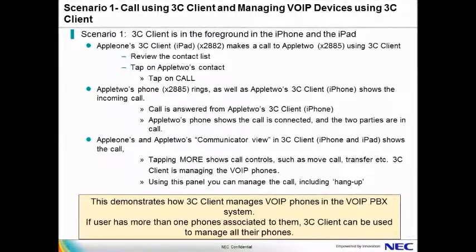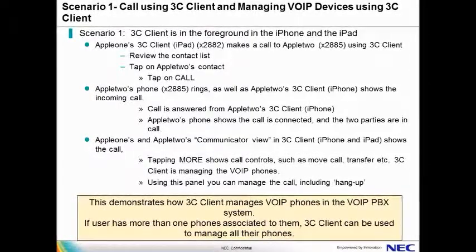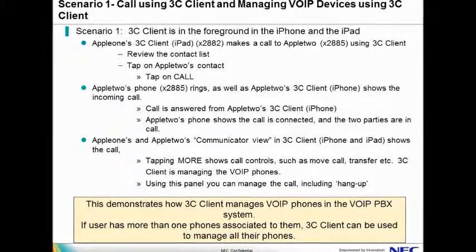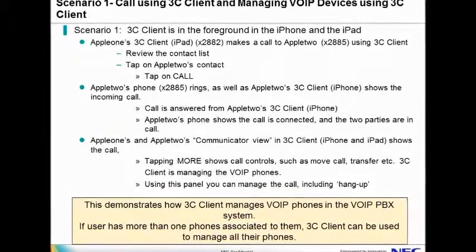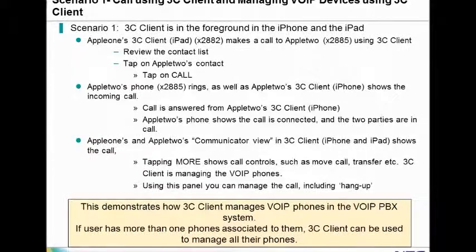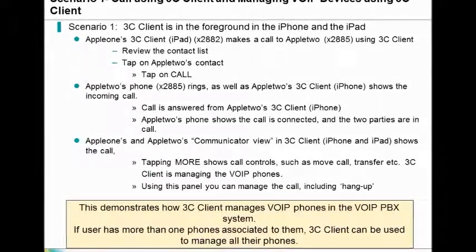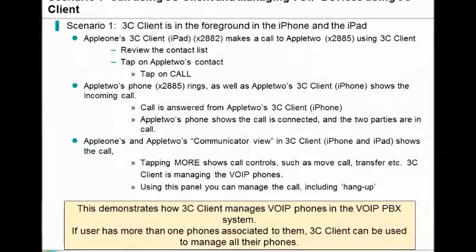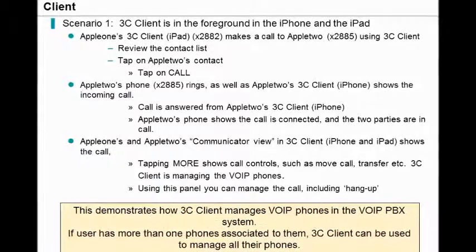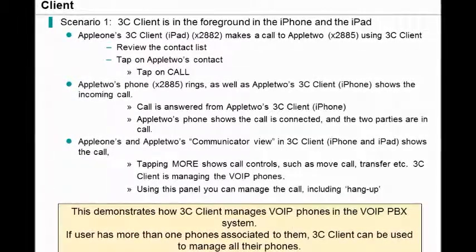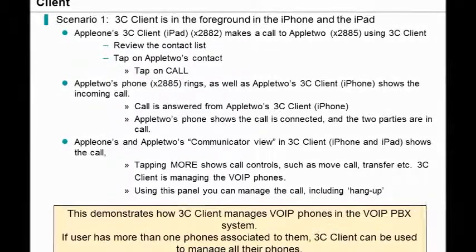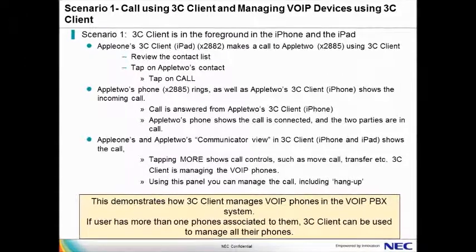In this scenario, 3C client, which are in iPhone and iPad, will be in the foreground. Apple 1 has 3C client, which is on an iPad, and has a device extension number 2882 associated with Apple 1. Apple 2 has a station device with extension number 2885 and will also be using the 3C client in the iPhone. During the demo, Apple 1 will dial Apple 2 using the contact list by tapping the Apple 2's contact and tapping on the call button.